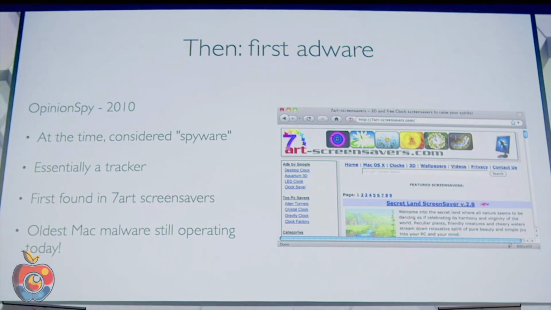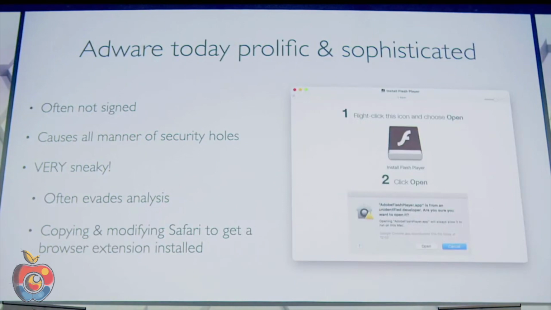because it's really just essentially a tracker. It tracked all your network traffic and then monetized that data. And they're still around. They're still doing this today, just in different ways. And this adware was first found in a whole bunch of screensavers from 7art. So if you downloaded one of these screensavers, then you'd have something on your system tracking all your network operations, all of the websites you're visiting.